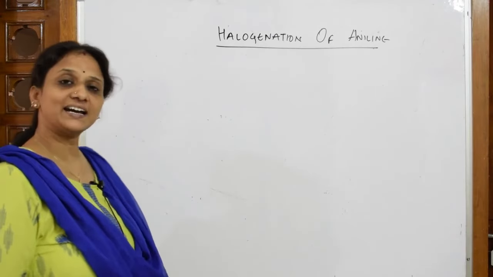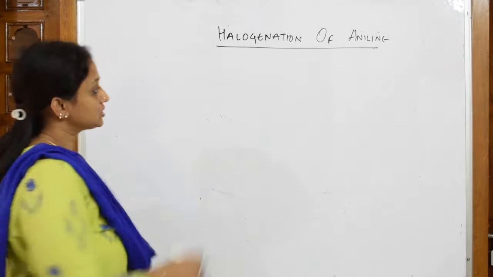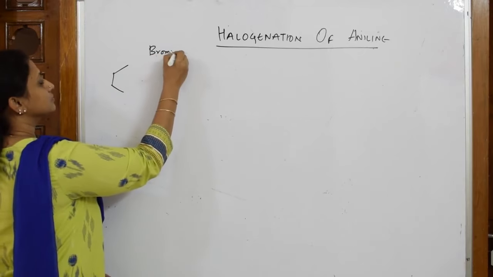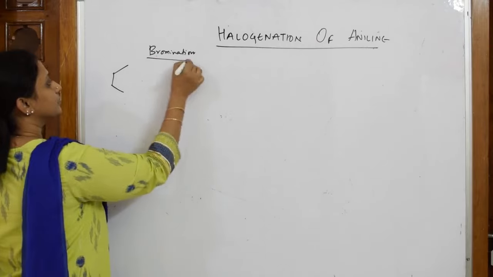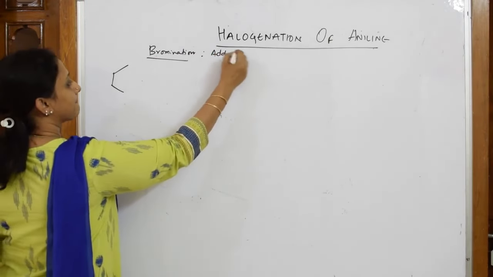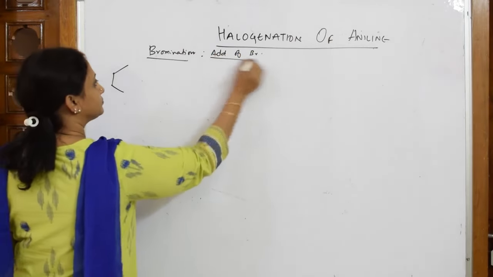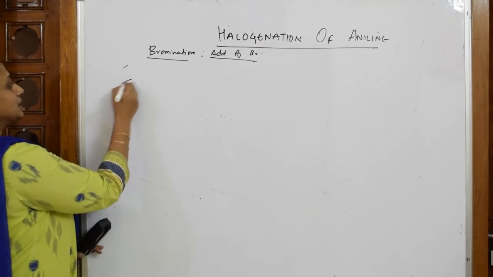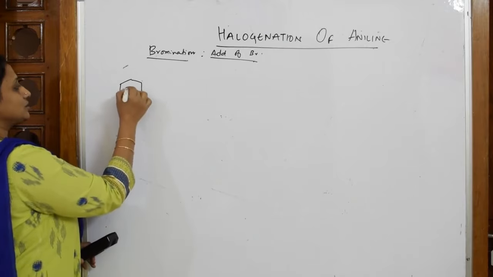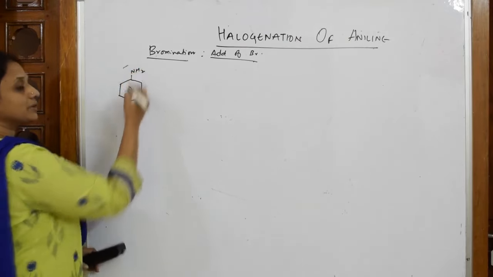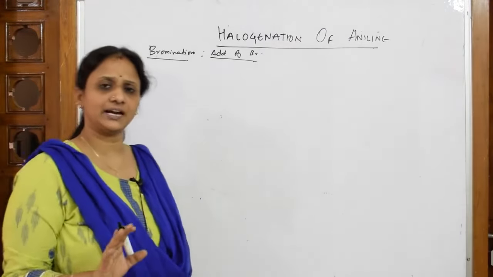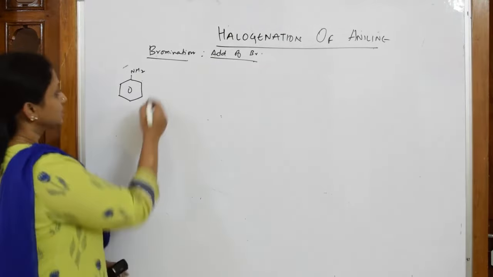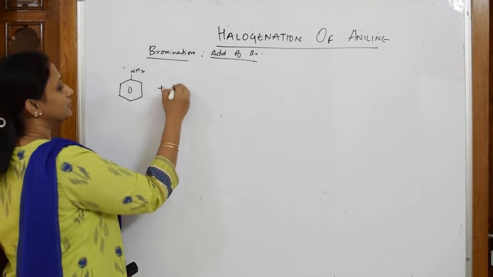So here we are going to add bromine, that is your bromination. Let us write bromination now, that is your addition of bromine. Done. Whenever you are taking aniline, it reacts with bromine without any catalyst. Directly you add bromine to aniline, and it forms the 2,4,6 tribromo product. So no catalyst is required. I'm going to add this.